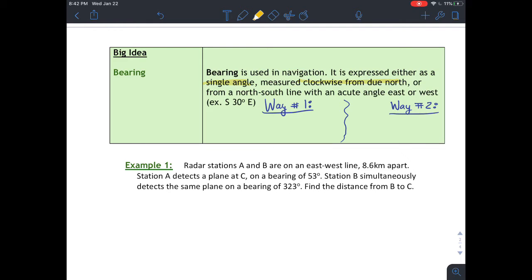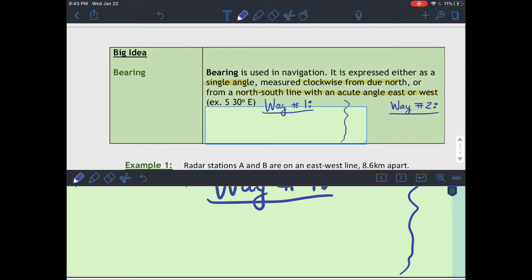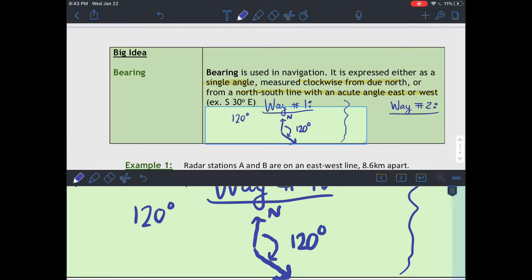It can be given two ways, either as a single angle or as a direction, an angle, and then another direction. So the first way, you could be given a 120-degree bearing. So you draw yourself a little north line and then an angle going 120 degrees clockwise from it.